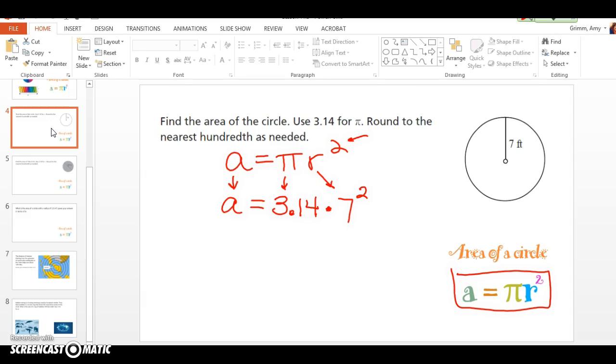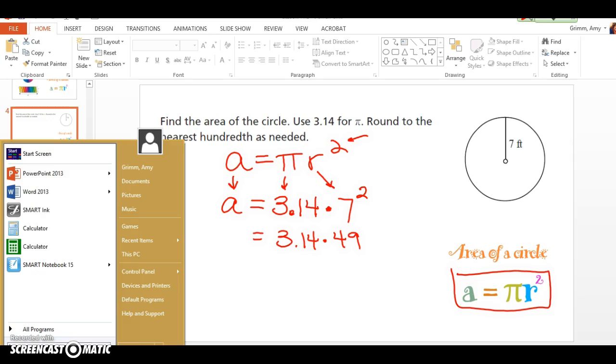Yes. Now we have to go back and think about order of operations, right? Should be writing that down. Order of operations says we do what first? And then exponent. So remember, when we first started, I said order of operations never goes away. So we have to go to exponent. So 7 squared is how much? 49. So now we have 3.14 times 49.